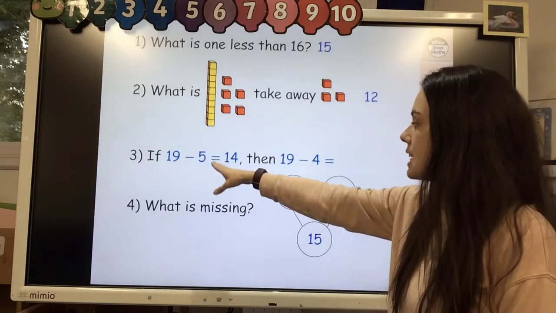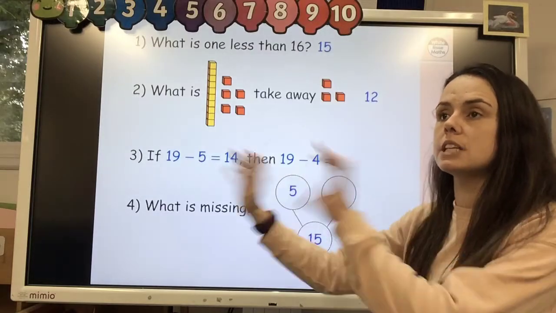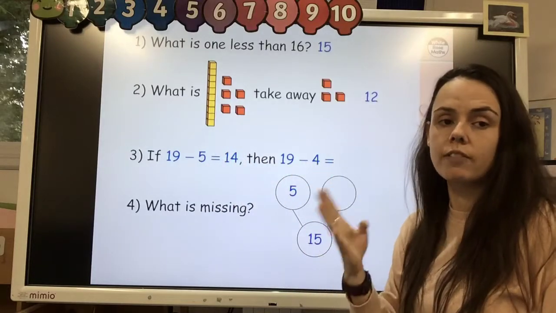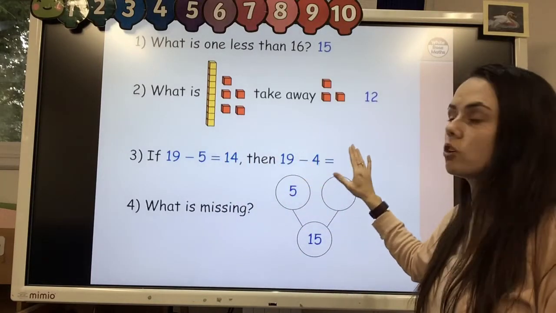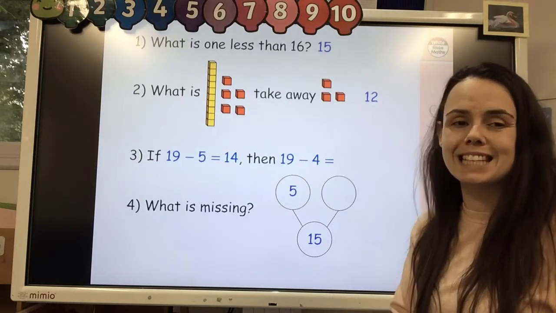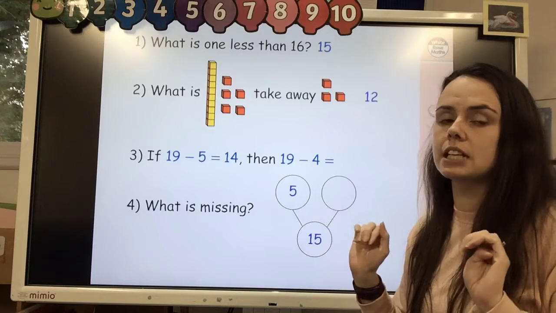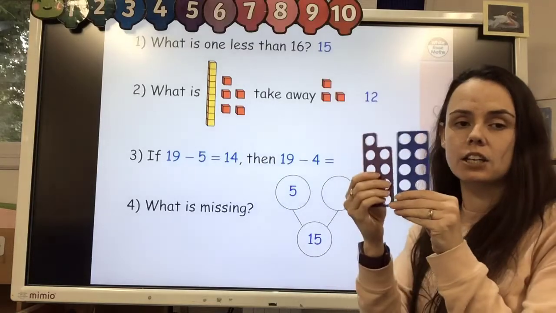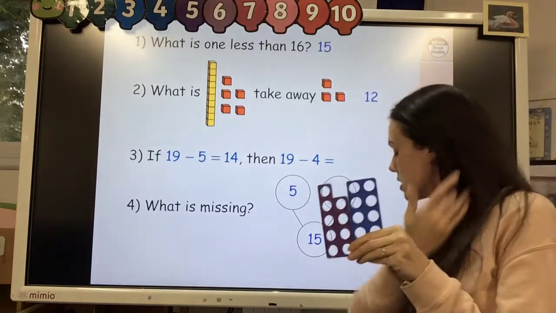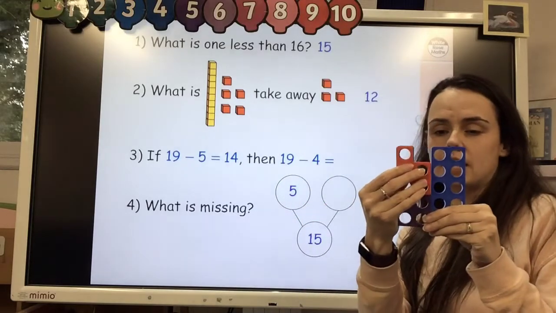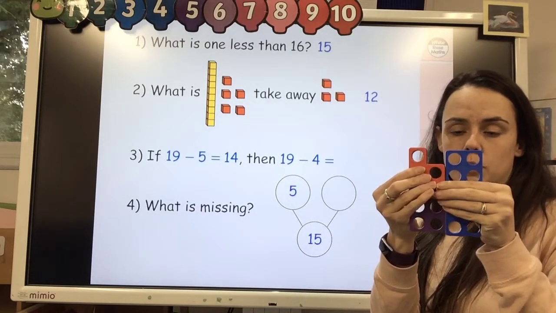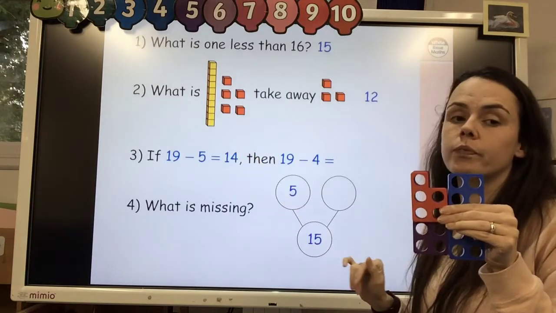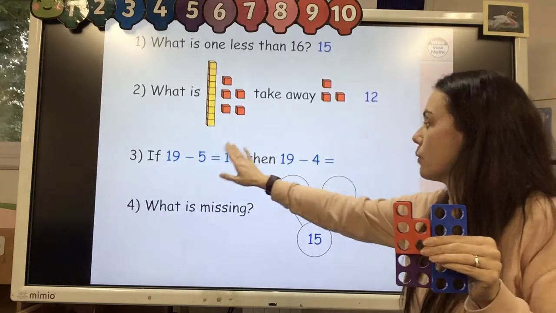If 19 take away 5 is 14, so 10 and a 9 take away 5 is a 10 and a 4, that's right, 14, then 19 take away 4 is what? Can we remember we did this the other day, so 19 is a 10 and a 9, and I'm going to show you my numerical because that will be easier. So 19 is a 10 and a 9, and we are taking away 5. So I'm going to take away 5 here. So then I get left, so I put this 5 on top, you can see that it's taken away. So now I've got this 4 and this 10, which makes 14. What they're saying is that 19 take away 5 is 14.